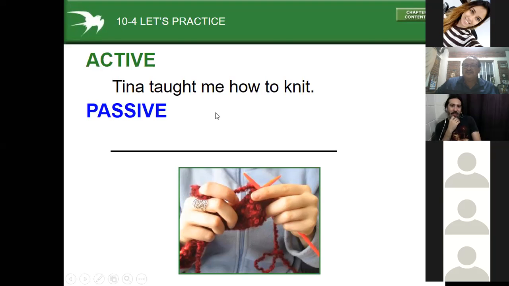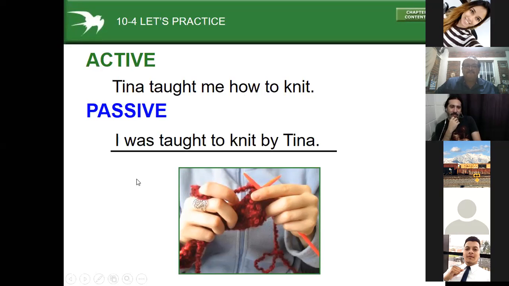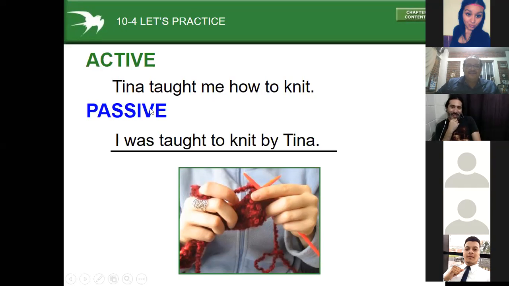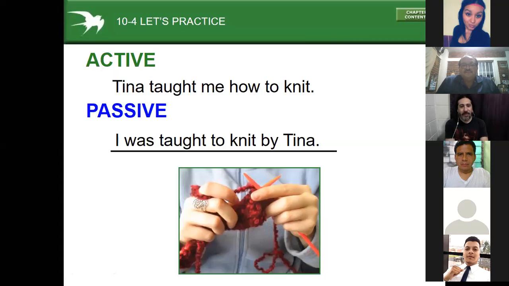I was taught what? How to knit. By whom? By Tina. I was taught how to knit by Tina. Okay. I was taught to knit by Tina. That was difficult. Yes, but here you said, for example, this is the word. I was taught what? To knit. Who taught you that? Because it's a transitive verb. This is not literally in Spanish, right? Because in Spanish it sounds, I don't know, weird.